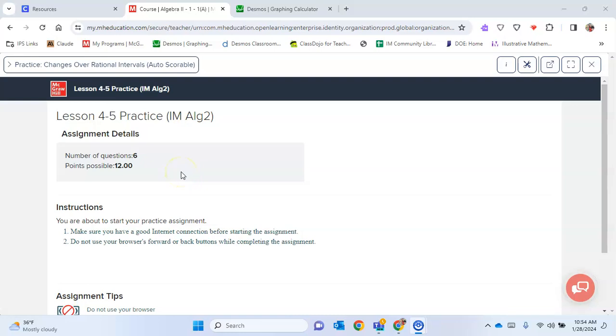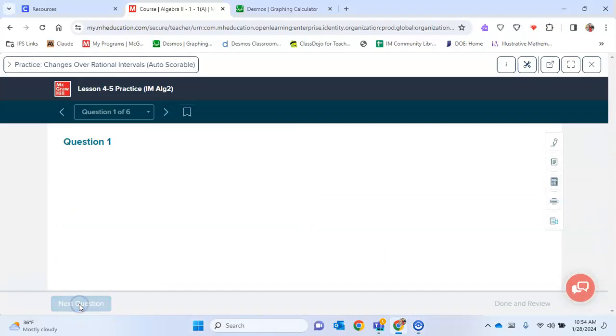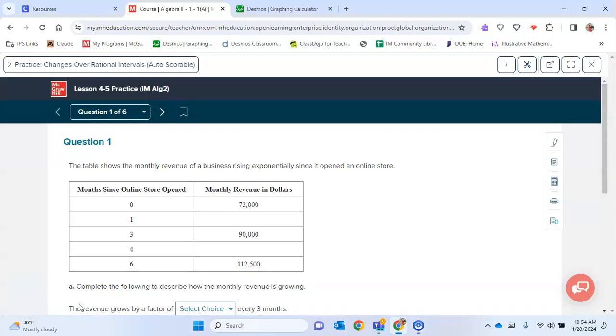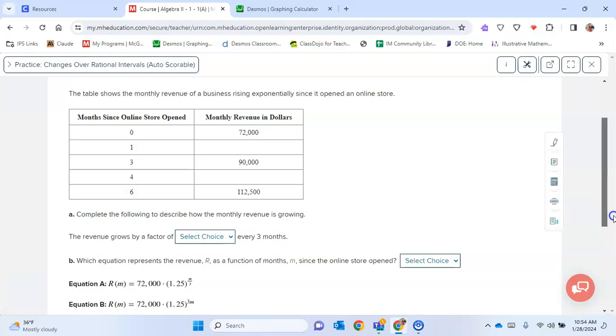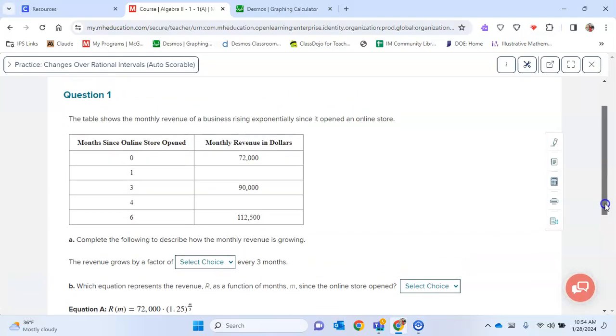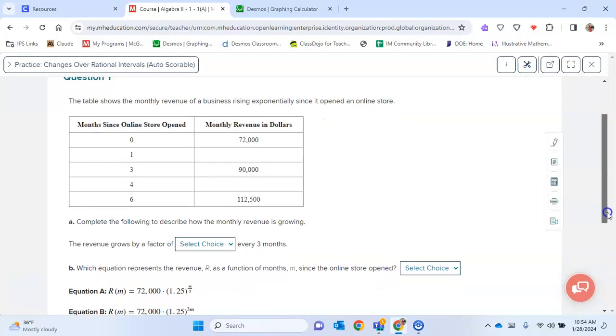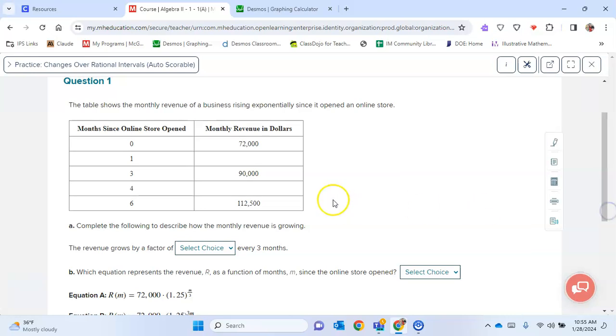Lesson 4-5 Practice. Changes over rational intervals. Question 1. The table shows the monthly revenue of a business rising exponentially since it opened an online store. Complete the following to describe how the monthly revenue is growing. The revenue grows by a factor of blank every 3 months.